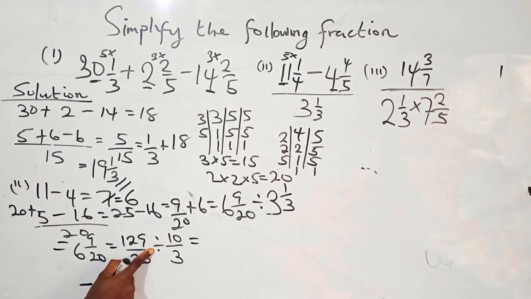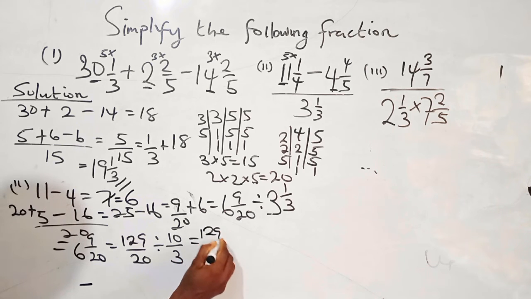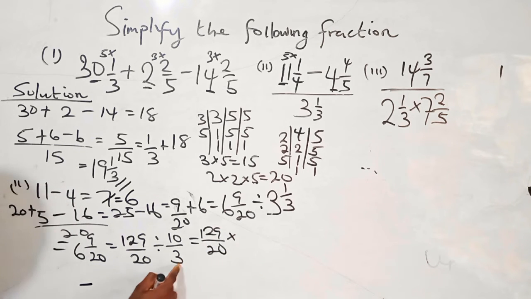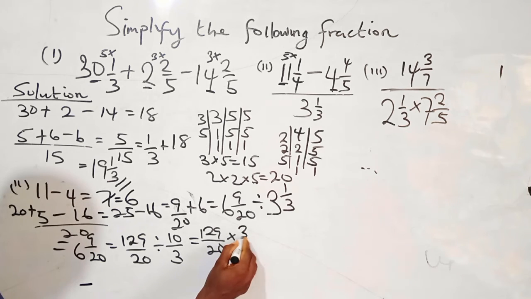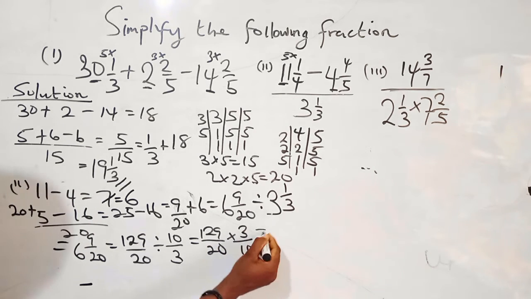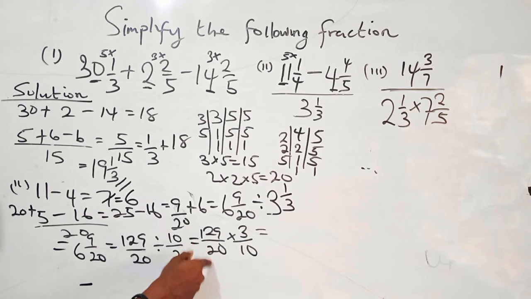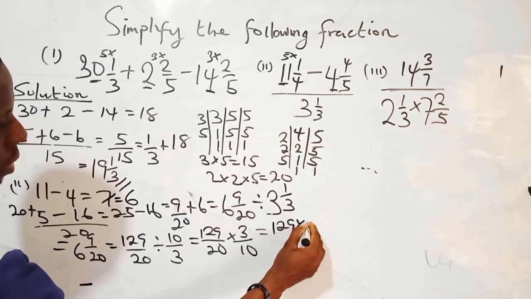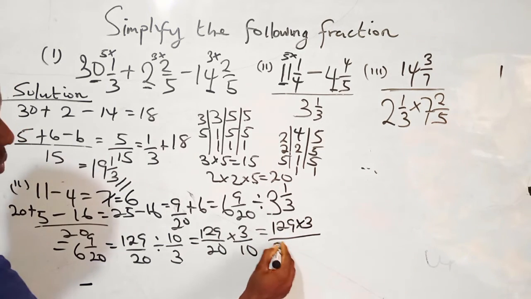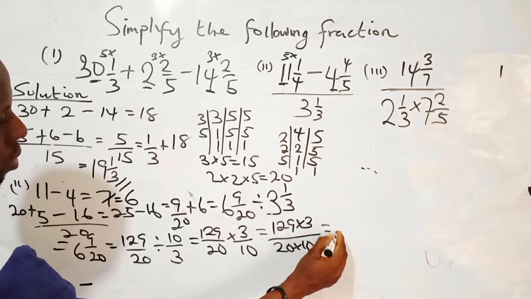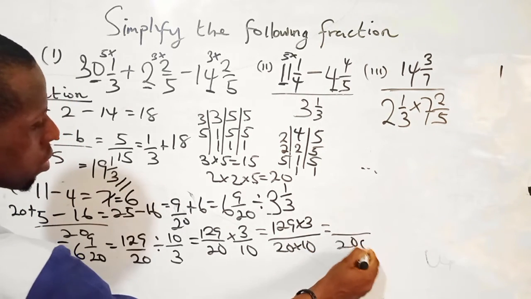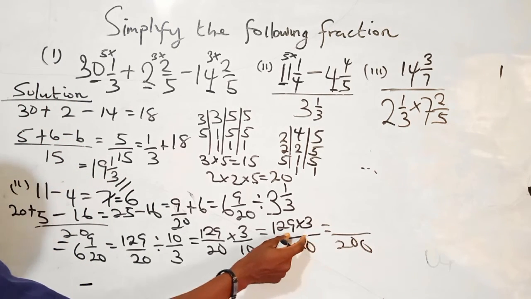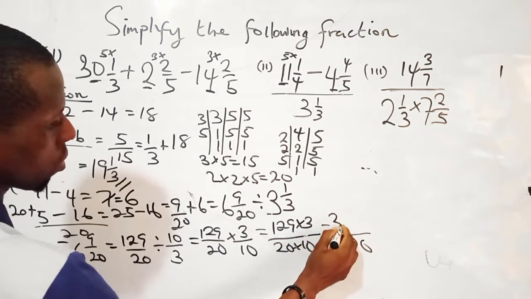So I'll change this division to times. So I have 129 over 20 times, I'll reciprocate this because I've changed division to times. So I have 3 over 10. I'll now ask myself, do I have anything I can divide? Nothing. So I have to multiply out. So I have 129 times 3 divided by 20 times 10. 20 times 10 is 200. When you multiply 129 times 3, 387.